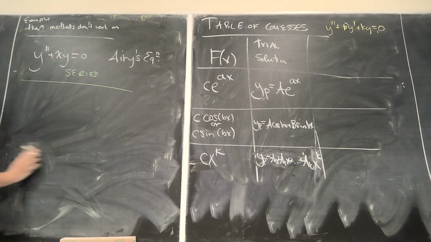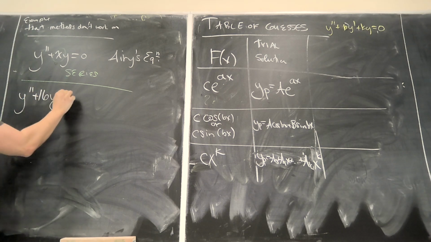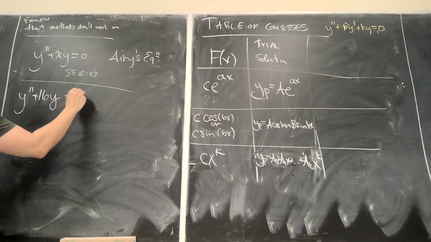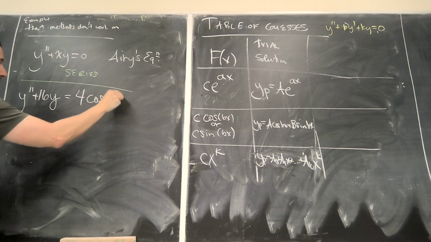Okay, so now we get to talk about one of my favorite topics inside here. We're going to revisit the same exact equation again: y double prime plus 16y. But this time, I'm going to ask this thing to produce 4 times the cosine of 4x.